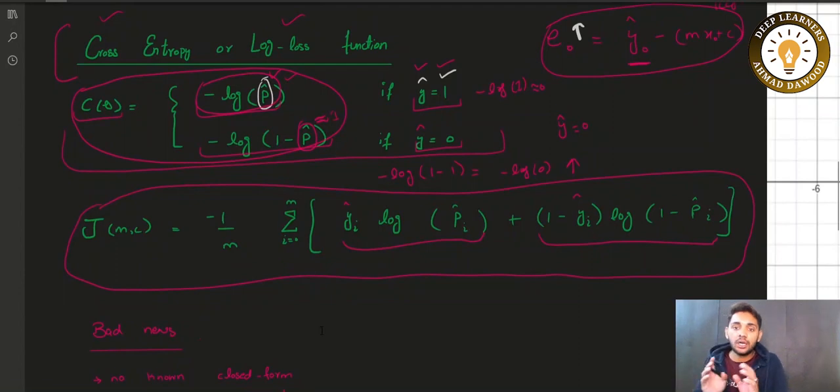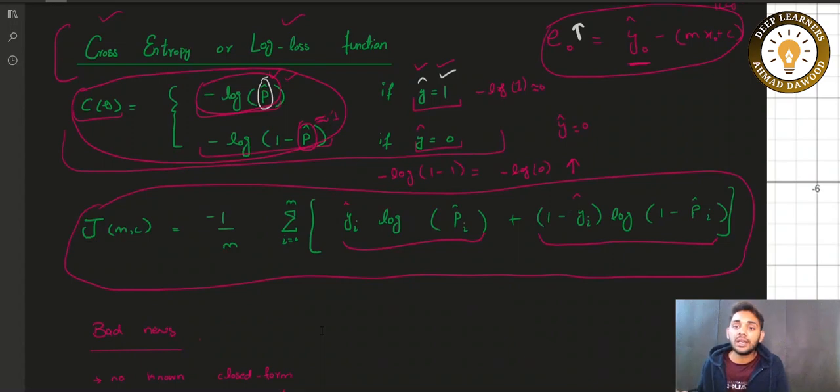When your actual value is 1 and your prediction is 0, this cost will be high. When your actual value is 0 and your prediction is 1, again your cost will be high. When your actual and prediction values are similar or closer to each other, then your cost will be low.